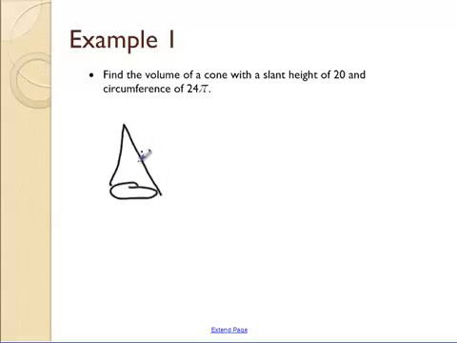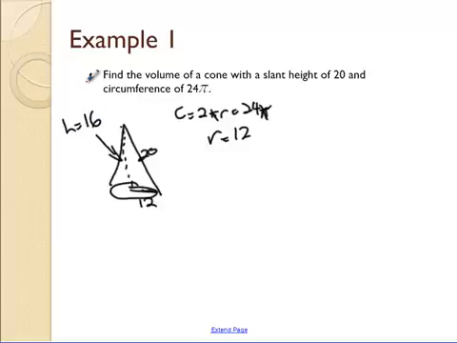24 pi. So slant height is right here, but we're looking for the actual height in the shape. Since circumference is 24 pi and it's 2 pi r, go ahead and find the radius. Pi's will cancel, divide, r is 12. So right here we have a dimension of 12, and since that's 12, we can find the height of this shape. This is 3 times 4, this is 5 times 4, so the height of the cone has to be 4 times 4, or 16.